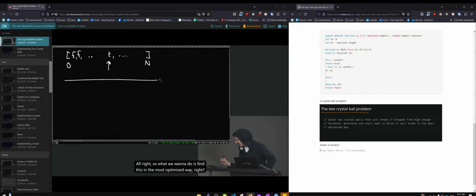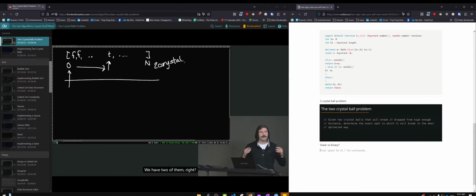All right, so what we want to do is find this in the most optimized way, right? If we start off at 0 and just linearly walk, yes, we will find it. We will eventually get to true. It will break. But we are given a constraint, and we really didn't even use it, which is we have 2 crystal balls. I apparently can't spell crystal. We have 2 of them, so we should be able to do something more efficient than that.